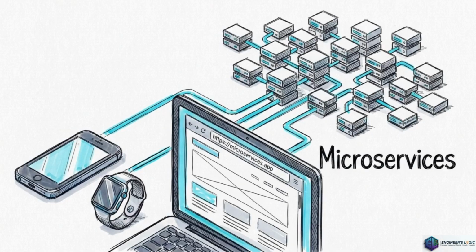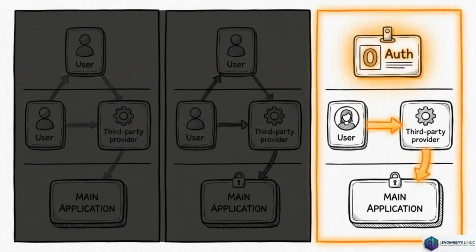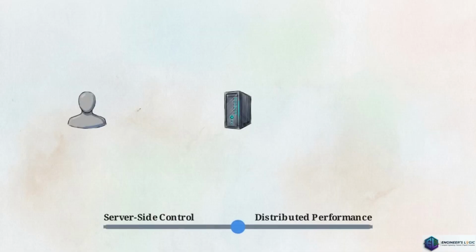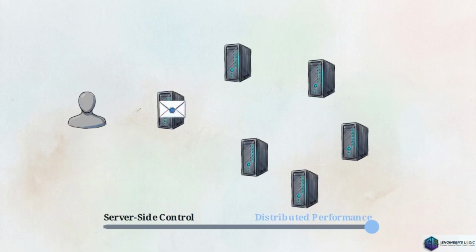JWTs are the preferred choice for microservices, mobile apps, or APIs that serve many different clients. They are used when horizontal scalability and reducing the database load are prioritized over the ability to perform instant, centralized revocation. OAuth is implemented specifically to allow users to authenticate using existing accounts, removing the friction of creating new credentials. System designers select these tools based on the specific trade-offs between server-side control and distributed performance.